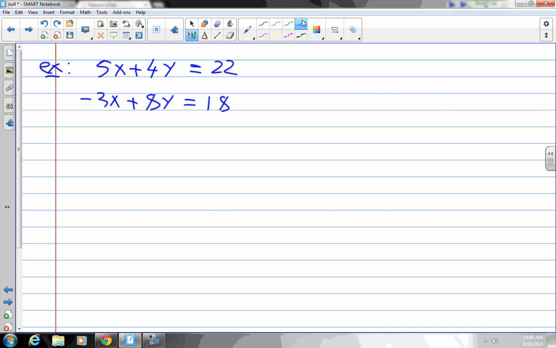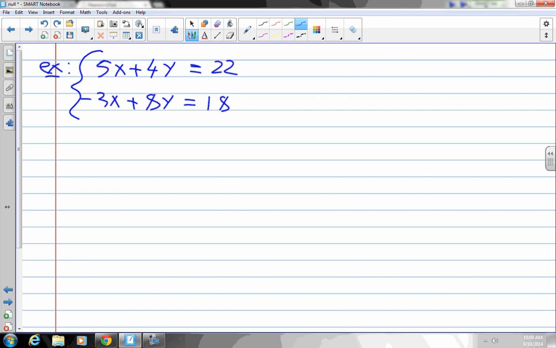So here's this example. If you just simply add these two equations, nothing good will come from it. If you just add the two equations, you will still have an x, you will still have a y, and that's not good. So what you really have to decide first is which variable you want to kill.